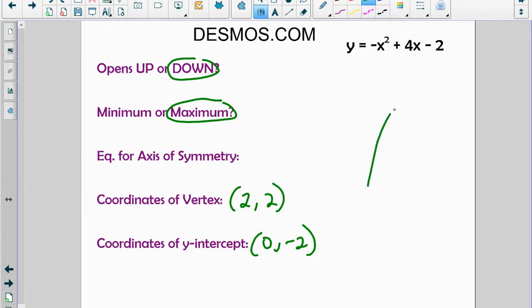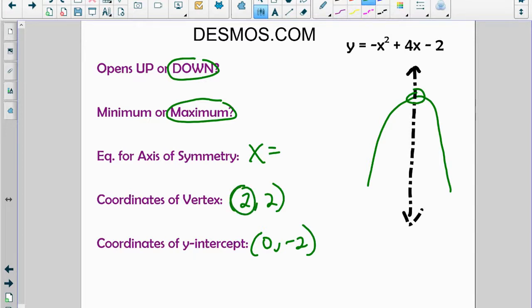So remember, if we have a parabola that looks like this, our axis of symmetry is going to go straight up and down through that highest point, that peak or that vertex. And we always use the equation x equals a number, and it's whatever the x coordinate of that point is. Well, we have that because that's our vertex. The x-coordinate of the vertex was 2. So our axis of symmetry equation is x equals 2.